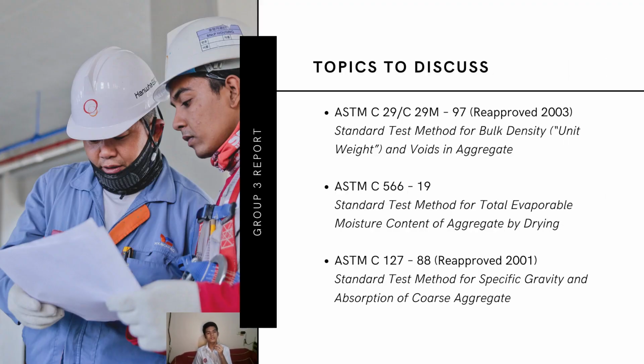Today we are going to discuss three topics. The first one is ASTM C29 or C29M, the standard test method for bulk density and voids in aggregate. The next one is ASTM C566, the standard test method for total evaporable moisture content of aggregate by drying. And the last is ASTM C127, the standard test method for specific gravity and absorption of coarse aggregate. So let's proceed.